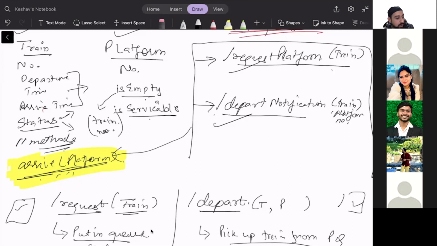But one thing that you guys missed was that the platform can call this to change the status of serviceability. If you want to change the status of serviceability, that was missing.